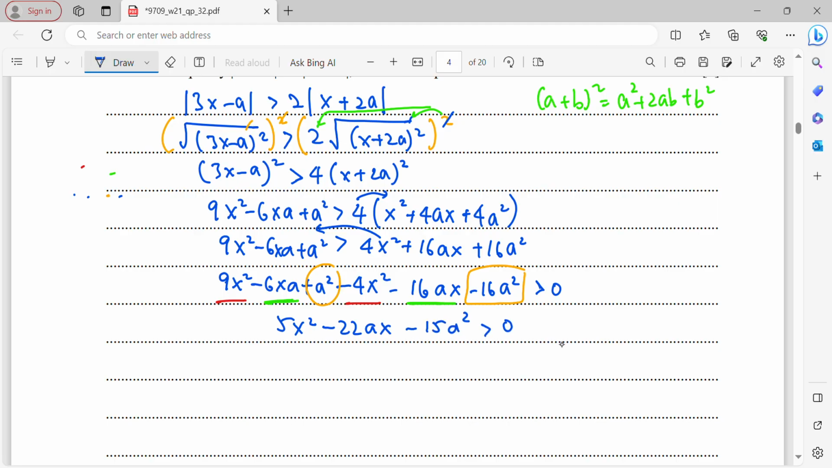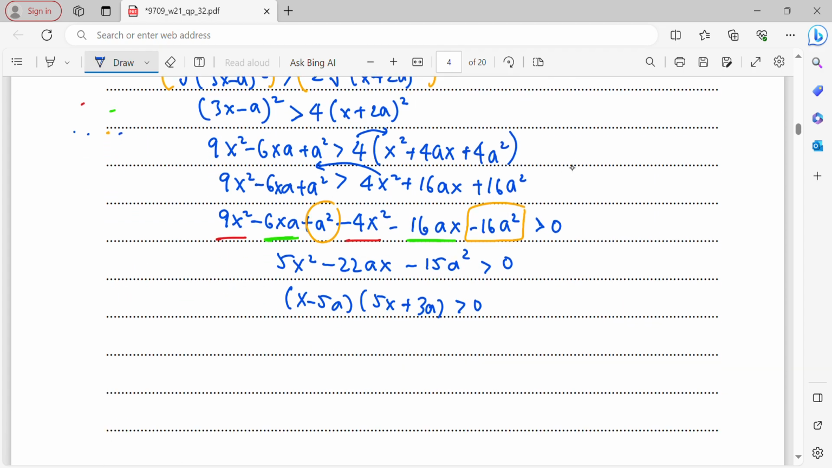Then now you can factorize this quadratic into two linear factors, 5x minus 5a and 5x plus 3a greater than 0. So for the first brackets, when you let it be 0, your x is a. For the second brackets, when you let it be 0, it will be x equals negative 3a over 5.